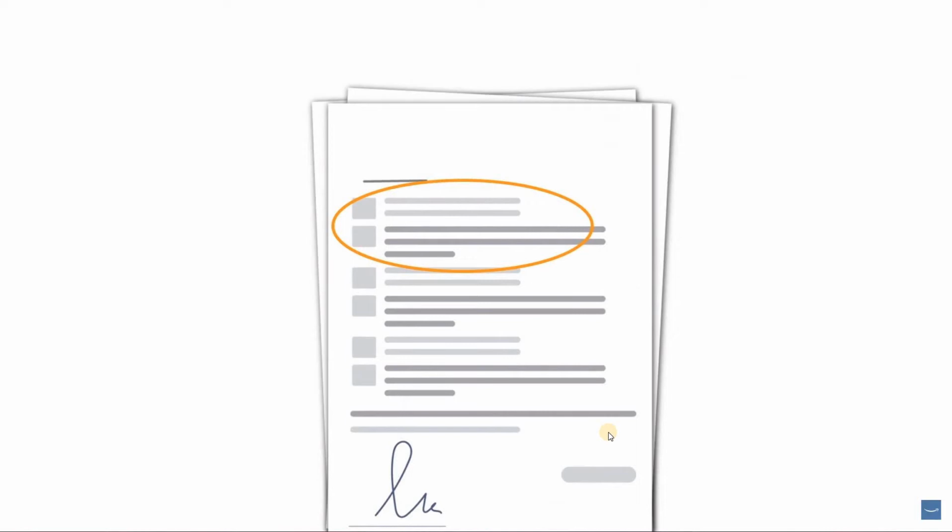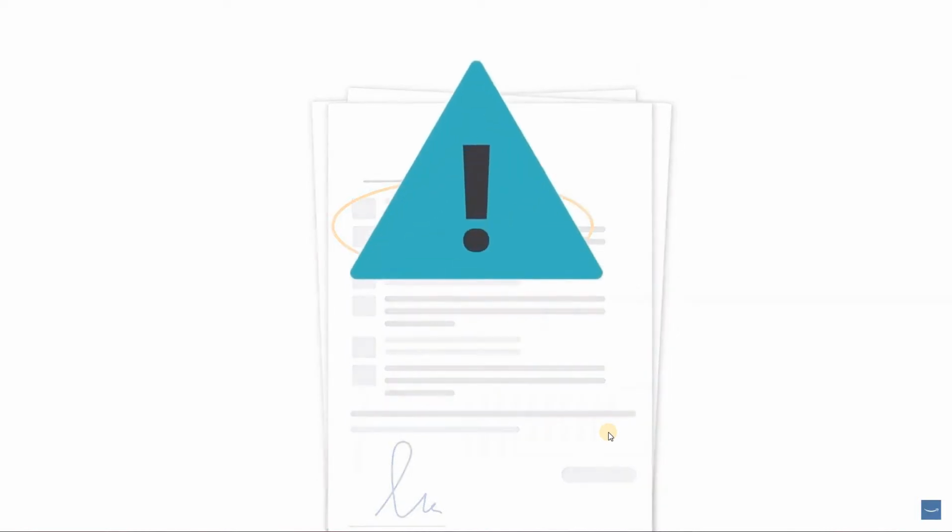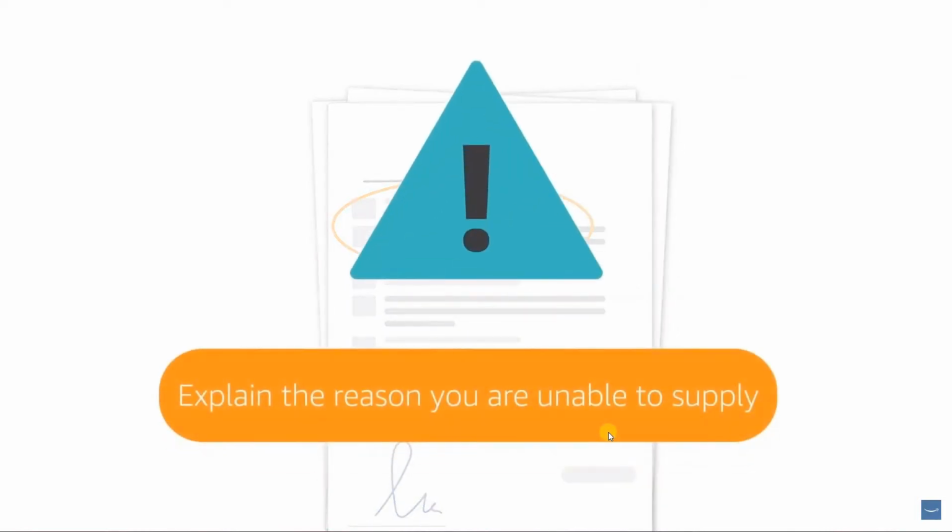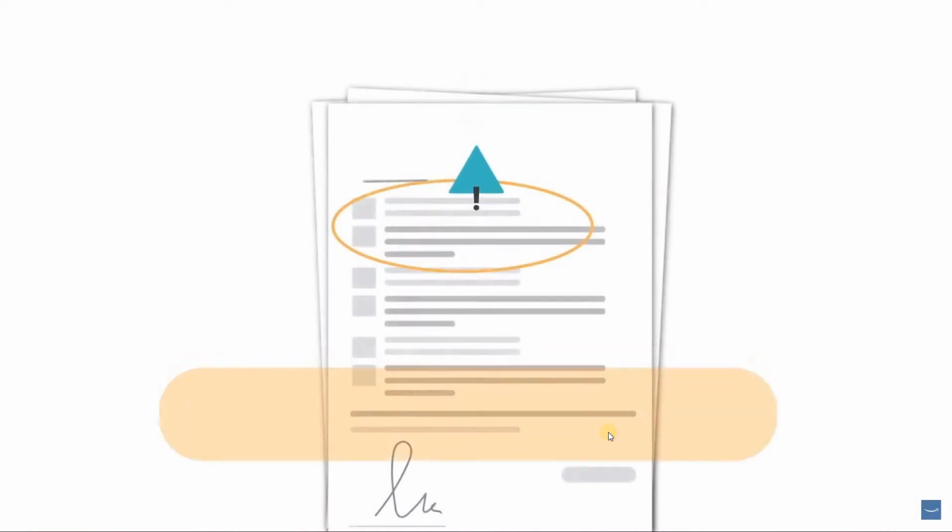If your invoice does not meet these requirements, please tell us when you submit your appeal and explain why you are not able to supply an invoice in the required format. We will consider this information during the review process.